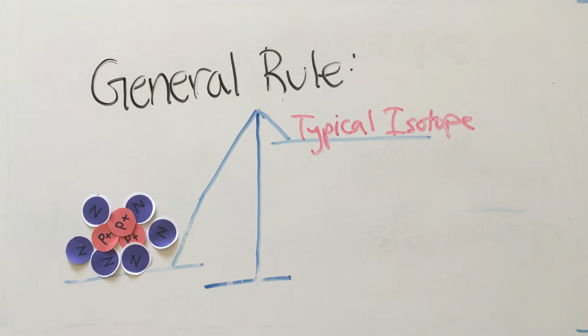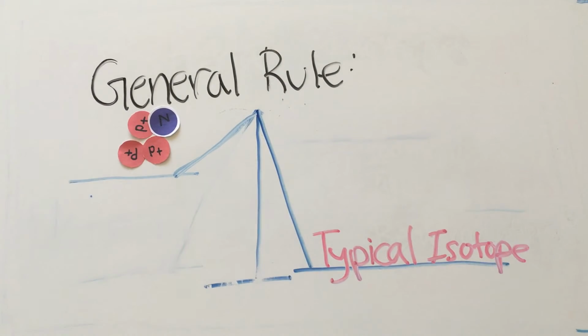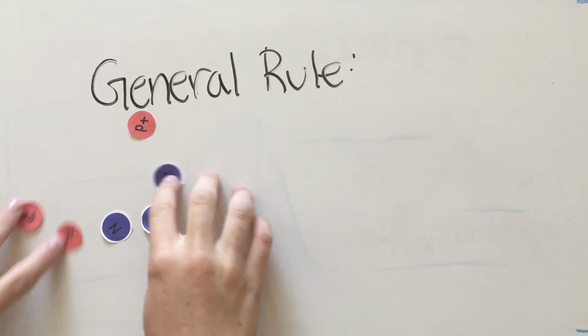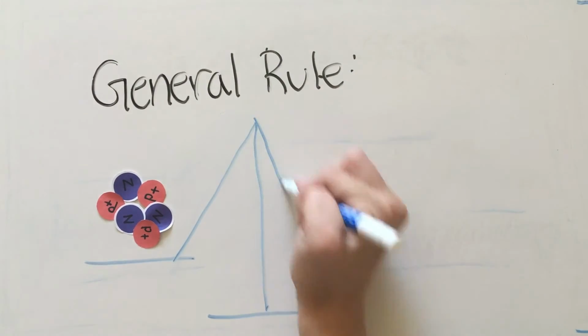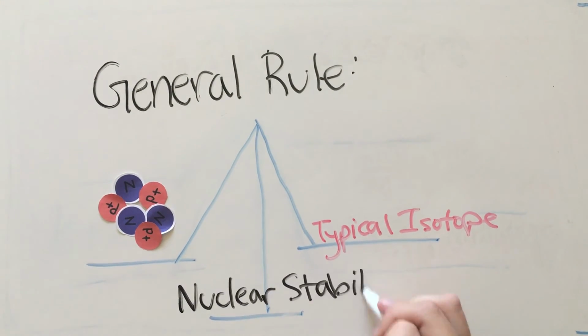In general, if an isotope is much heavier than the typical isotope of an atom, or it's much lighter, it's typically radioactive. The most stable atoms are very close to equal to the typical isotope of a particular element. This is nuclear stability.